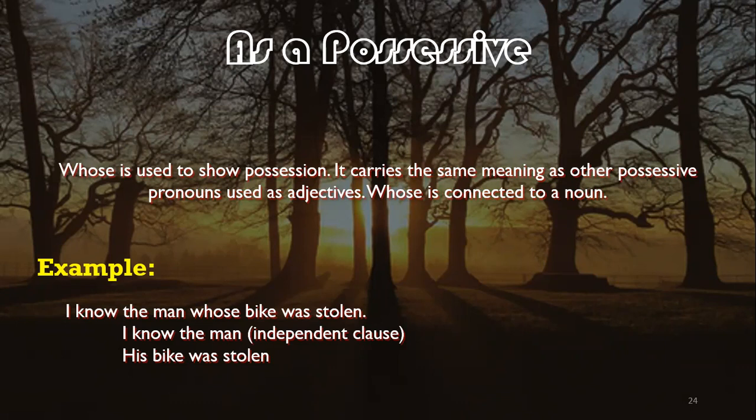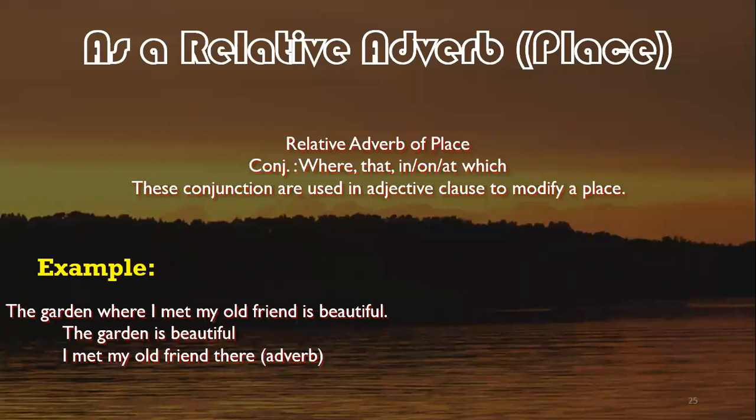Next, as a relative adverb of place. Relative adverb of place conjunctions: where, that, in, on, or at which. These conjunctions are used in an adjective clause to modify a place. Example: the garden is beautiful and I meet my old friend there, because the garden where I meet my old friend is beautiful.